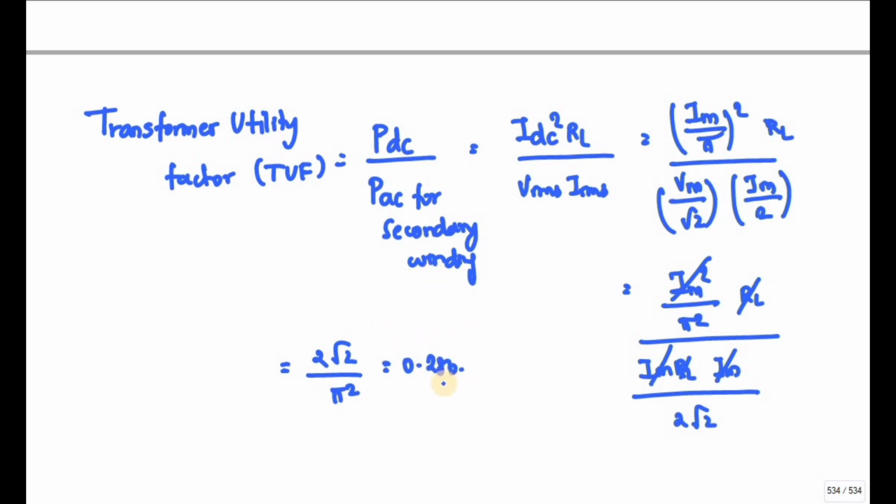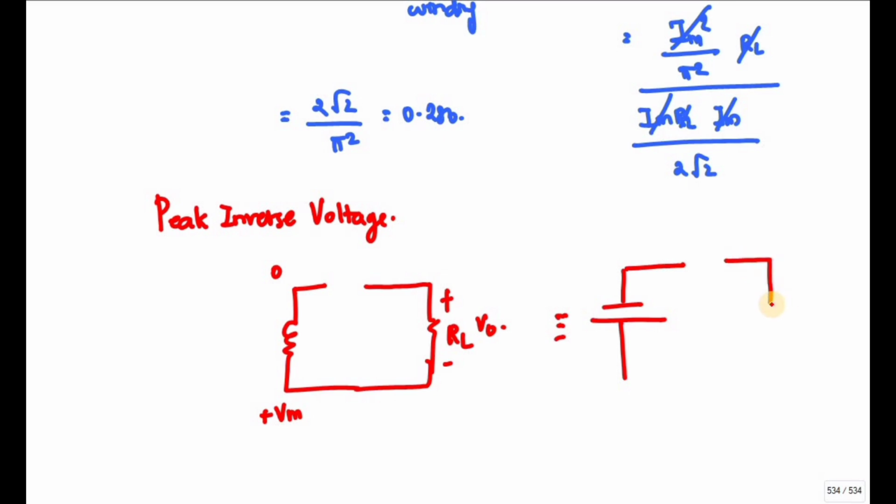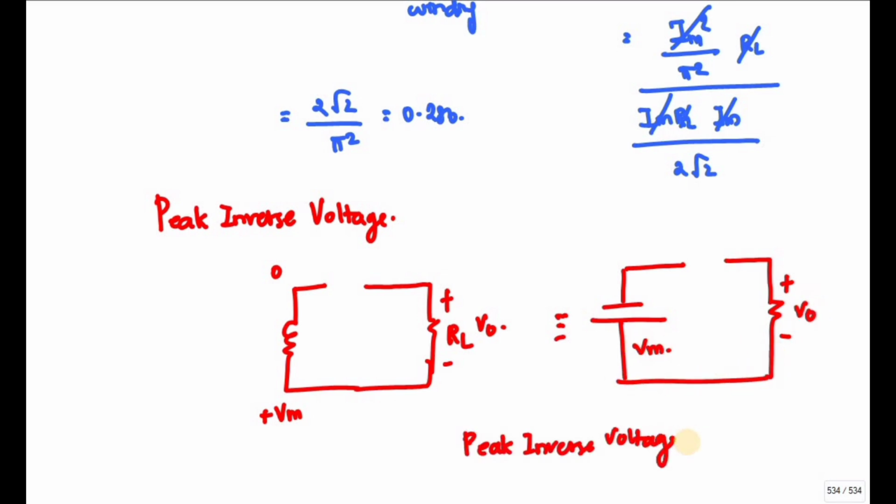The next terminology is peak inverse voltage. So whenever at the secondary side, if I give the Vm, right? So during the negative half cycle, the diode will not conduct. So if I draw the equivalent circuit, the diagram will look like this. So it is an AC, but you can see it will be looking like this only, right? So the peak inverse voltage is Vm.